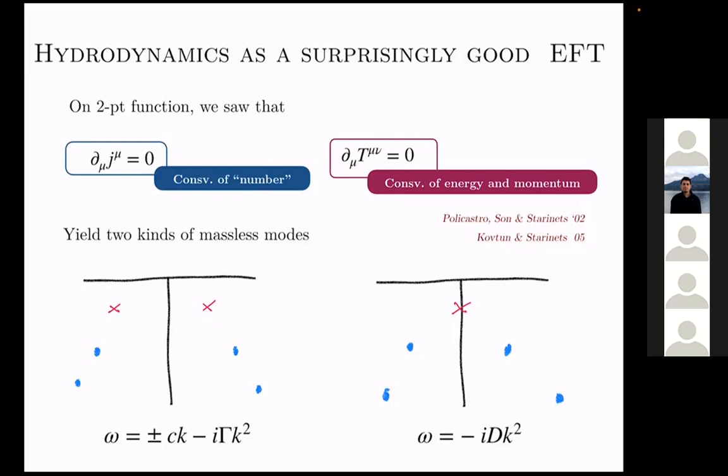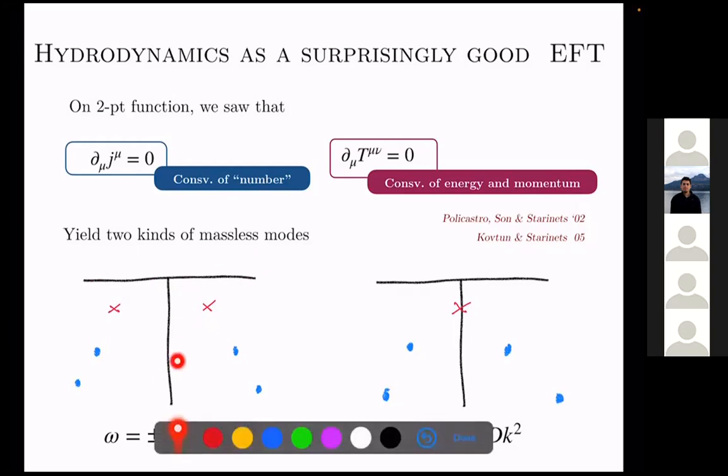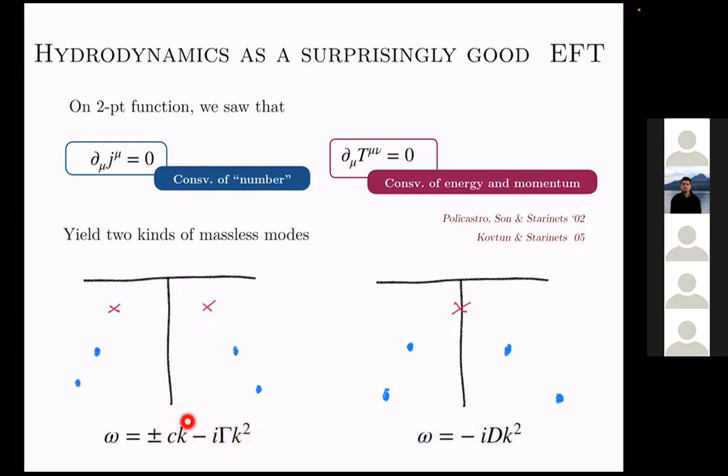The first kind is this kind of mode: omega is proportional to c k, and then minus i gamma k squared. Gamma is some coefficient, and c is some coefficient, called the speed of sound. This is a sound mode where c is the speed of sound. What these poles do is that they hit omega equal to 0 as I decrease k. And this is the complex omega plane. These are basically the poles of the 2-point function, or poles of the Green's function.